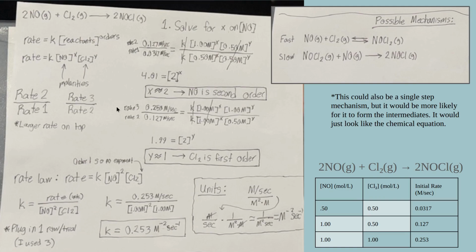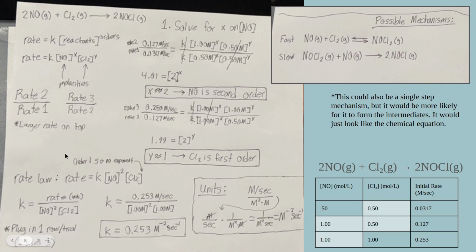We then need to do this again by putting rate 3 over rate 2. So we have the rates here, and then we can cancel out k's and the molarities to the x. This leaves us with 1.99, which is equal to 2 to the y, which means y is about equal to 1, which would then mean Cl2 is first order. To determine which rate to put on top, we had to use the larger rate of the two we were using. We then take this and plug in and determine our rate law.